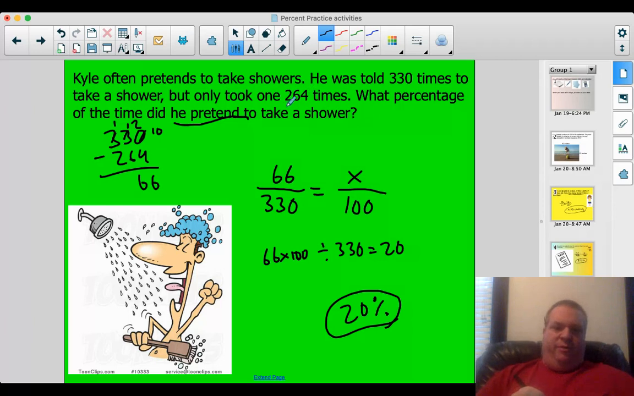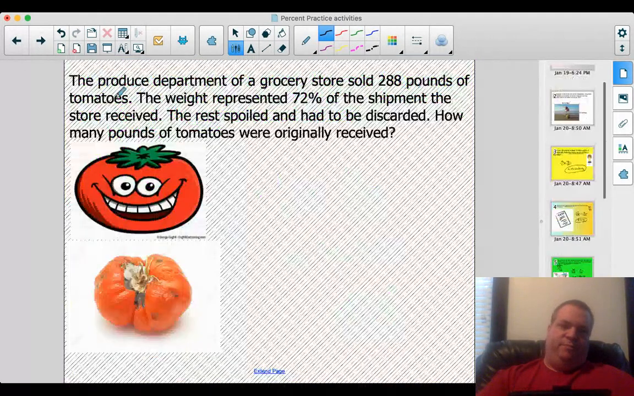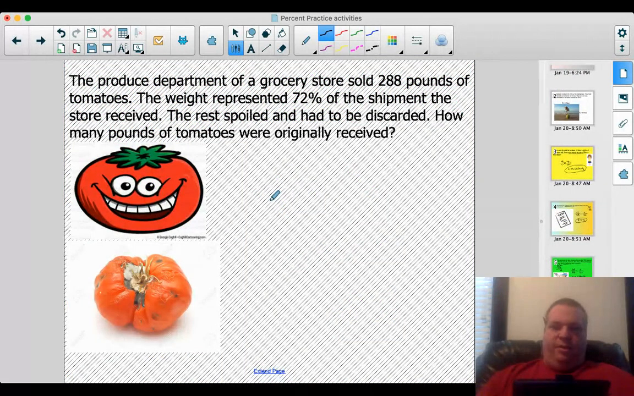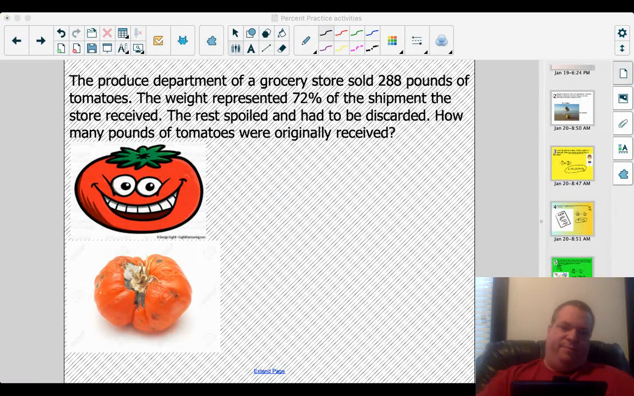Okay. So in order to find out how many times he pretended, you have to do 330 minus 264. That means the other 66 times he didn't. He just pretended to take it. So be very careful. If we want the percent he pretended, we need the number he pretended. Then if you do your fish method, 66 times 100 divided by 330, you would get 20%. All right, so let us pause this one here, and you can try this one as well. Good luck.